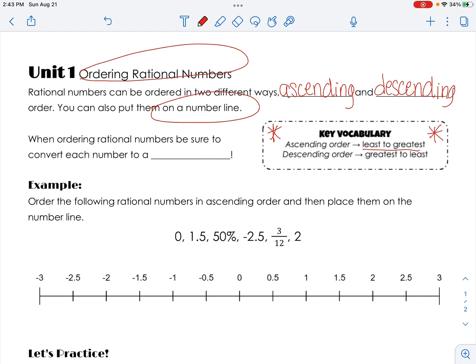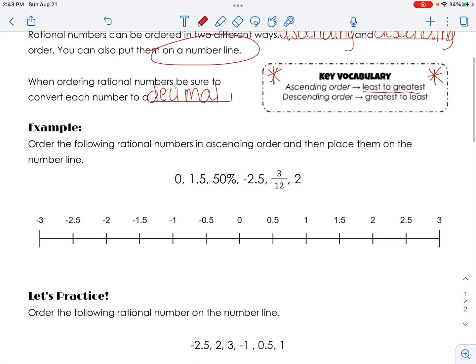When ordering rational numbers, be sure to convert each number to a decimal. We talked about this last week. They all need to be converted into the same form. So convert each number to a decimal. Example: order the following rational numbers in ascending order and then place them on the number line. Remember, ascending means we are going from least to greatest.